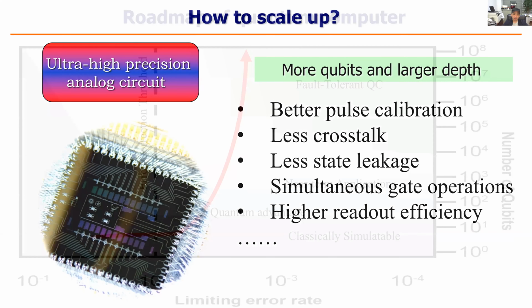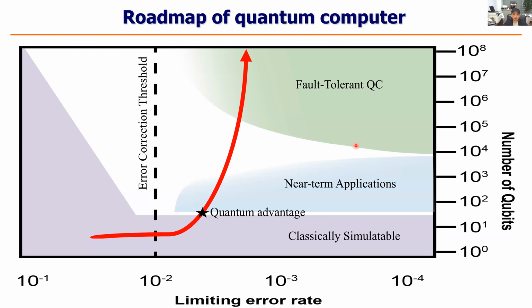So why is the control precision so important? Let's look at these pictures. In this picture, we see the x-axis is the error rate, and the y-axis is the number of qubits. We see this huge area. Even if we have a lot of qubits, like 1 million qubits, but our limit error is 0.1, that means 10% error, we still belong to the range of the classically simulatable. That means it can be easily simulated by a classical computer.